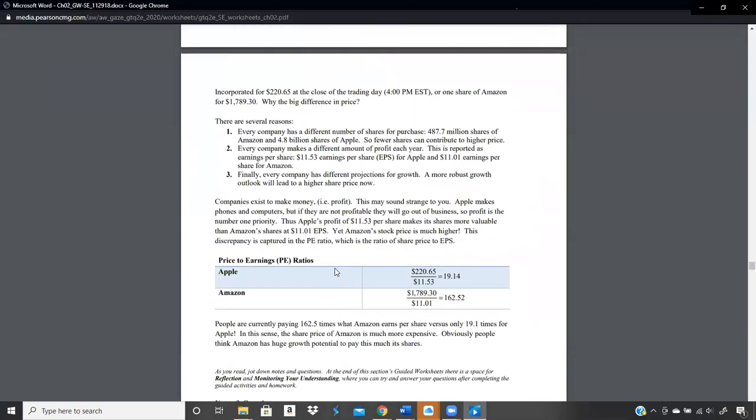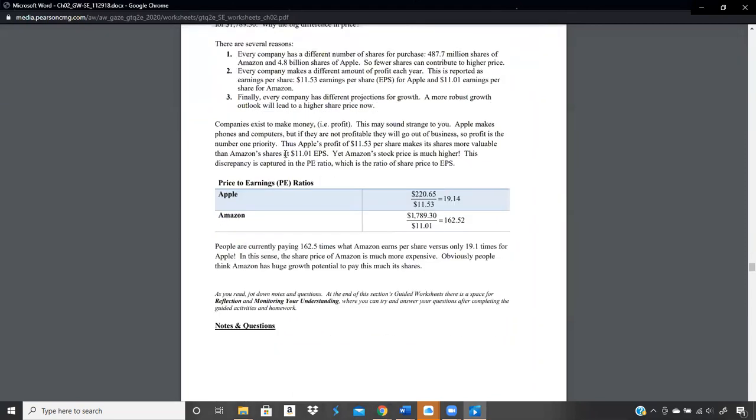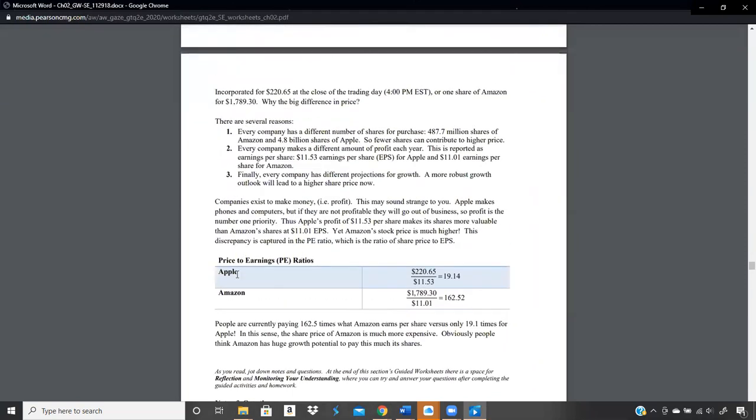All right, so on this screen, you can see that they do a price to earnings calculation for Apple and Amazon. And you might be thinking, well, Mr. Beckner, this guided activity was printed a few years ago, and you were saying Apple is like $100 a share right now, and on this sheet it's 220. So Apple's lost half of its stock price in the past couple of years.